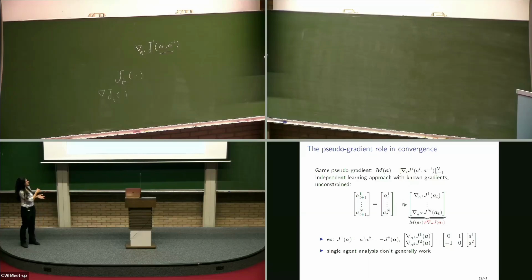An example: if you have a zero-sum game, a very simple one, player 1 is minimizing with respect to a1 this cost function, and player 2 is maximizing. If you stack the pseudo gradients, this is the linear mapping that you get. And this is not a gradient mapping, because for a gradient mapping this matrix would have to be symmetric. This is partial of J1, J would be partial of some function with respect to A1, A2, and then here A2, A1, and it would be the same for a single function, okay? So this is not a gradient mapping, and generally single agent analysis, which relies on saying that one objective function is decreasing over the iterates of gradient descent, that kind of analysis doesn't work, okay?